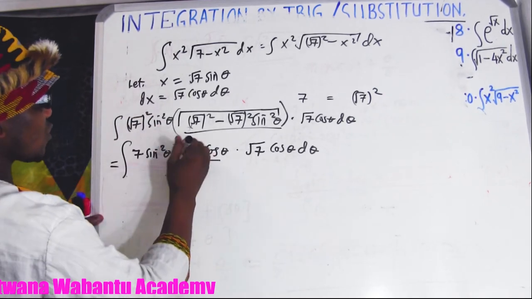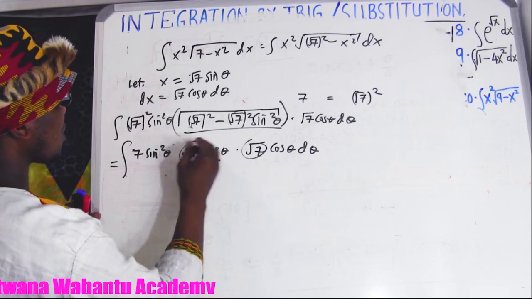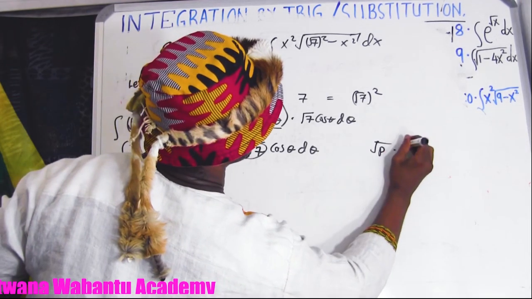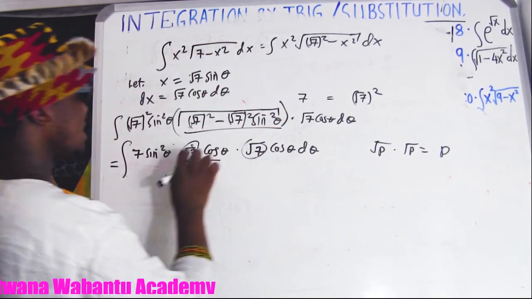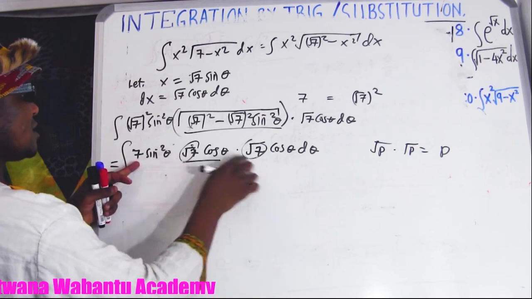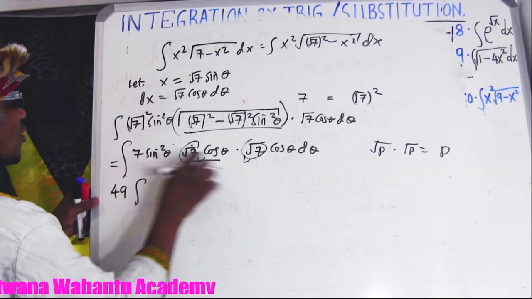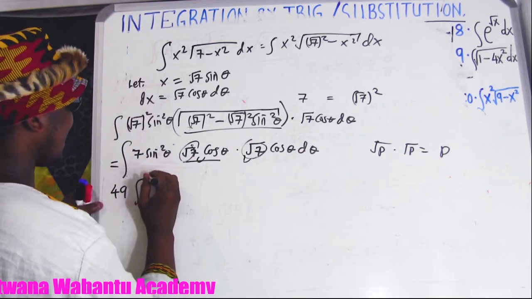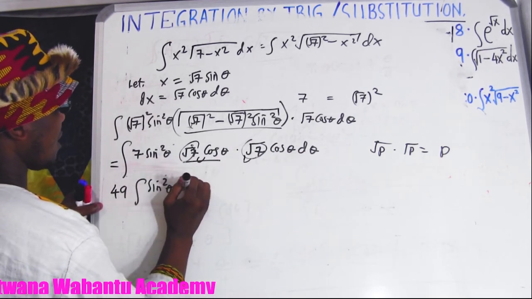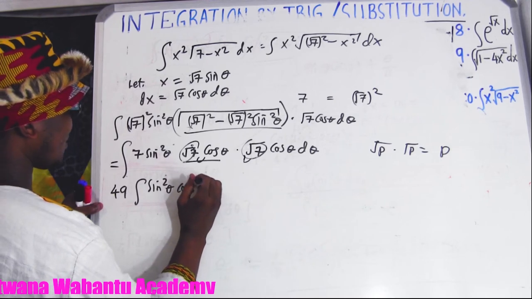Now we go. This square root of 7 times square root of 7 equals 7, because square root of P times square root of P equals P. So isn't this equal to 7? 7 times 7 is 49. So take 49 out. So I don't have any normal number. I can just plug this as sine square, cos square. Oh, very interesting.